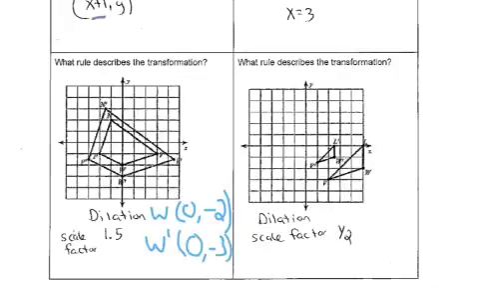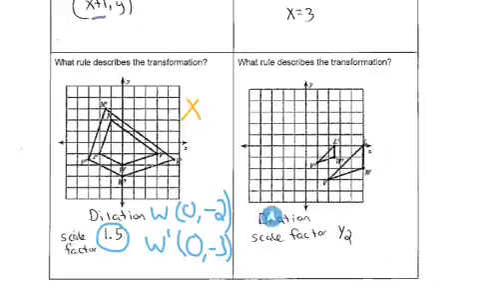So once I have my 2 ordered pairs, I'm able to get my scale factor, because from W to W prime, I looked at my y values. So I went from -2 to -3. Remember, for scale factor, you always have to multiply. So I have to think, -2 times what gives me -3? And in this case, you would get 1.5. Let's do the same thing for the next one.